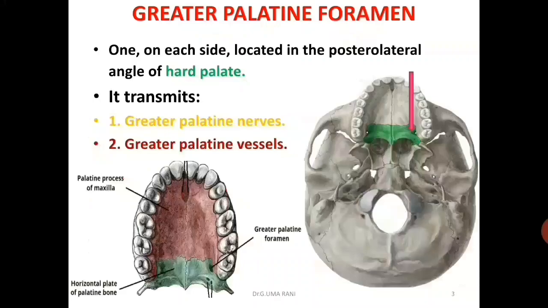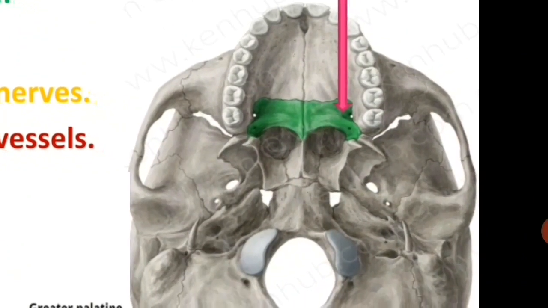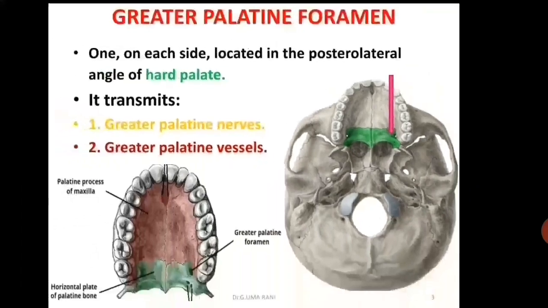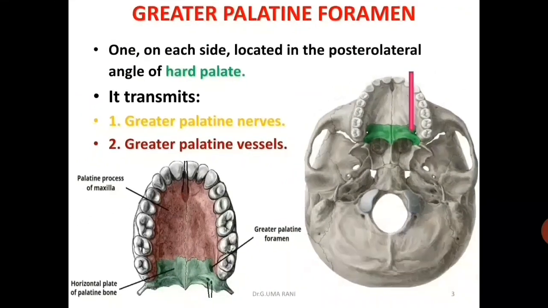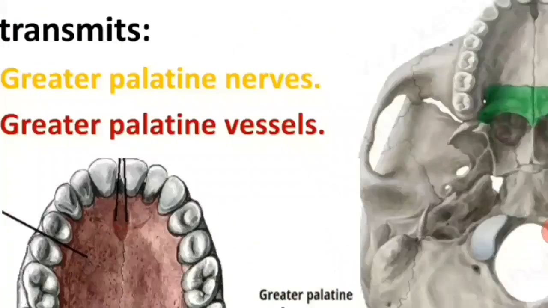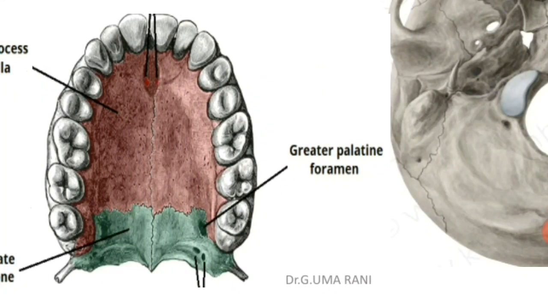Greater palatine foramina. This arrow is showing the greater palatine foramina, located on each side in the posterolateral angle of the hard palate, and it transmits the greater palatine nerves and greater palatine vessels. In this image you can see the green color one, where the greater palatine foramina are located on either side.